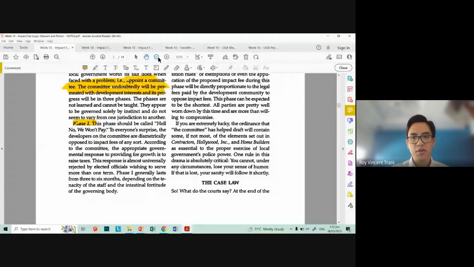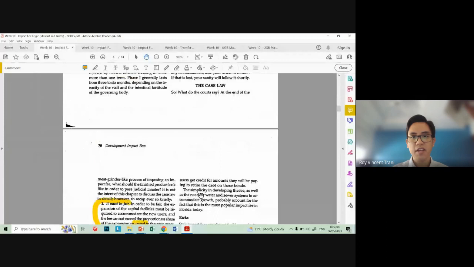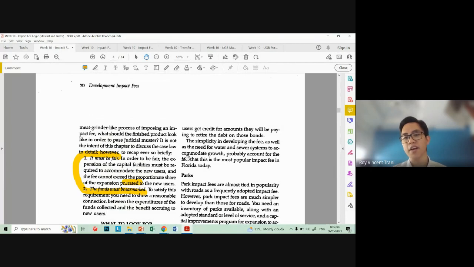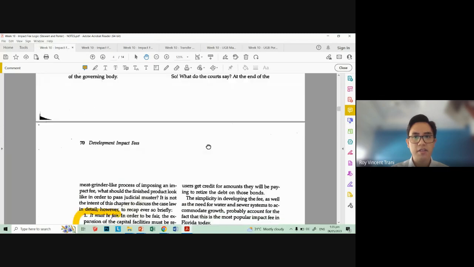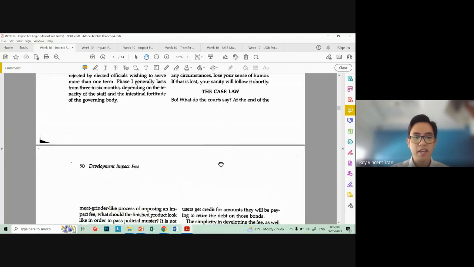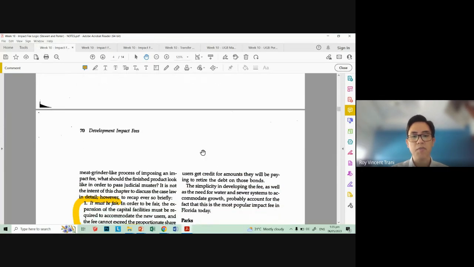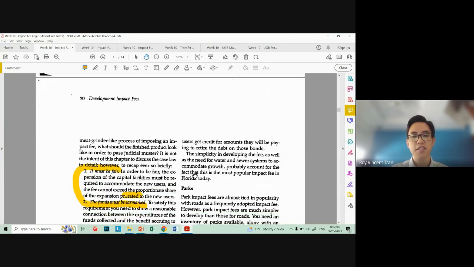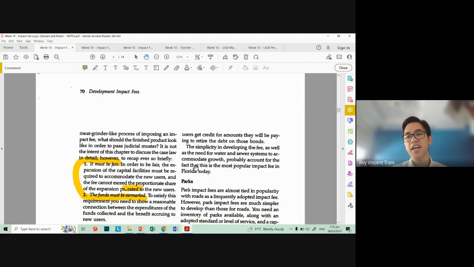Okay, so next part here, just some guidelines for impact fees. This is more for those who work on the government side. So what do the courts say? At the end of the meat grinder-like process of imposing impact fees, what should the finished product look like in order to pass judicial muster, basically to win in the courts? It is not the intent of this chapter to discuss case law in detail.